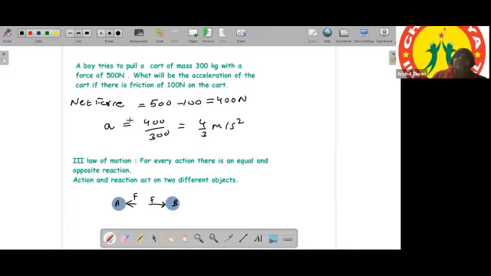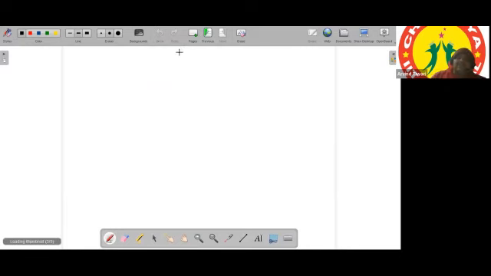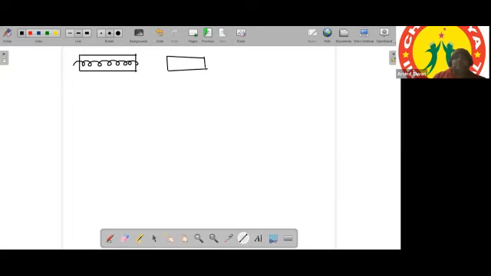So this is what we have in the third law of motion. We will try to understand this with some other examples also. Let us try to get this. Suppose you have a spring balance or a spring, and with this spring you are trying to pull another spring. So here you have another spring.